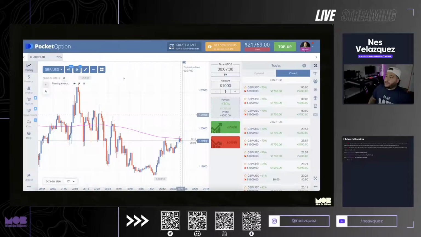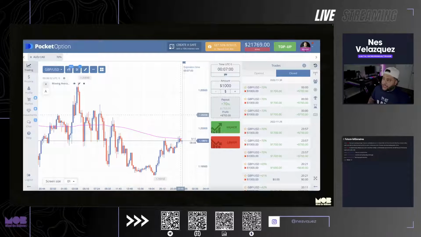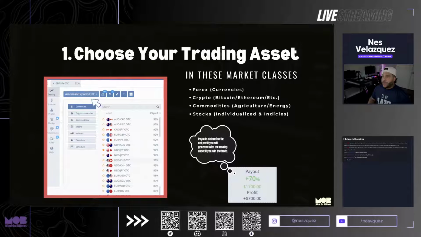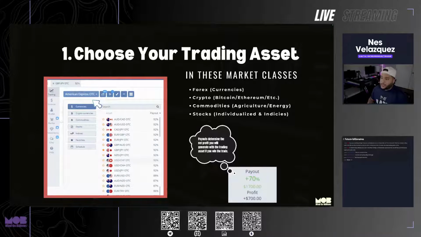So when we go over here, we can see an example of one of the known binary brokers. This is Pocket. So you go to binarysetup.com if you want to take a look at it. But essentially, you have all the elements in place there. All right, you are able to choose your trading asset.